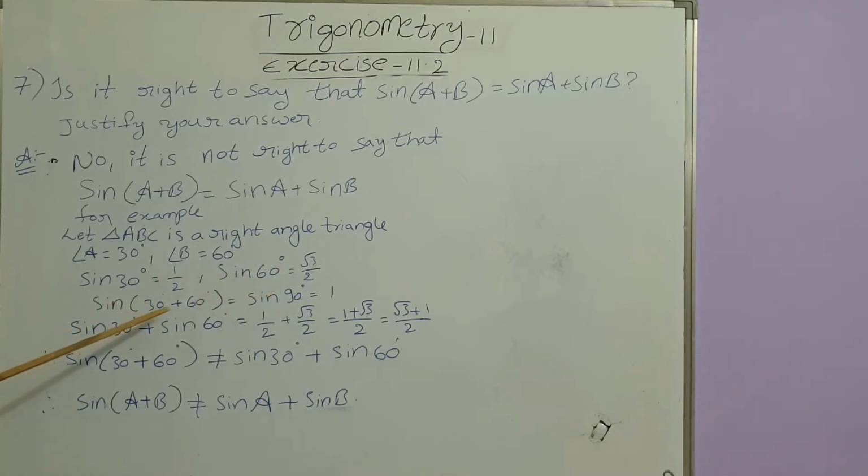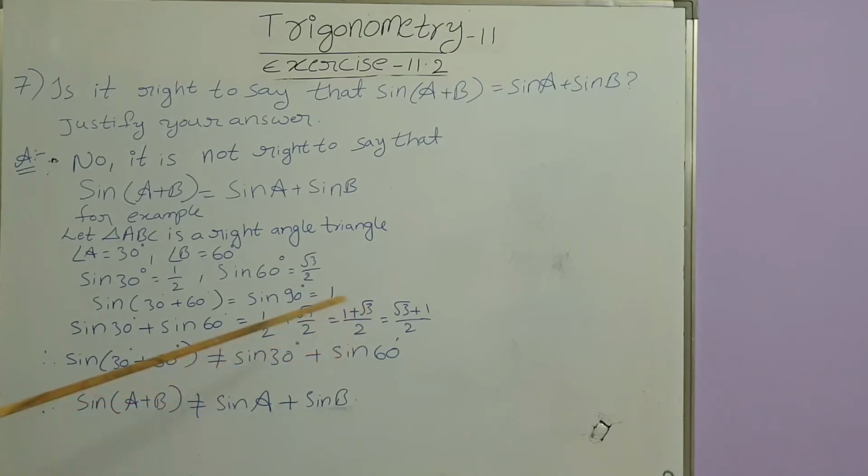Here sin(30 degrees plus 60 degrees) is equal to sin 90 degrees, which is 1. Sin 90 degrees value is 1. Now sin 30 degrees plus sin 60 degrees: sin 30 is 1 by 2 and sin 60 is root 3 by 2. 1 by 2 plus root 3 by 2, the denominator is common, 2. In the numerator we have 1 plus root 3, so we write root 3 plus 1 by 2.